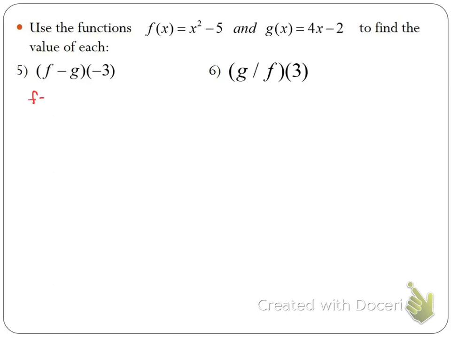So let's find F minus G of X real quick, which would be the F of X, x squared minus 5, minus G of X, and make sure you distribute your negative all the way through. So it becomes what? Minus 4x plus 2. Let's simplify that. So that becomes x squared minus 4x minus 3. Everybody agree with that?